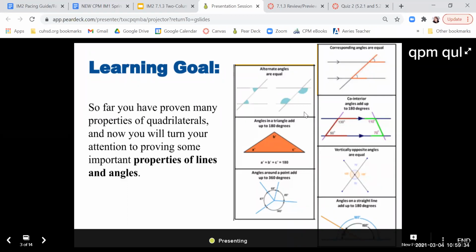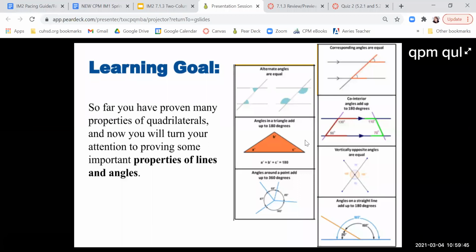So this is just to give you visual reminders of some of the ideas that we have learned about lines and angles in the past. And today we're going to be proving several of these properties.